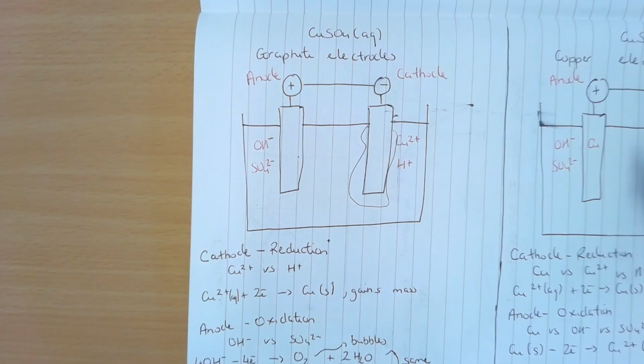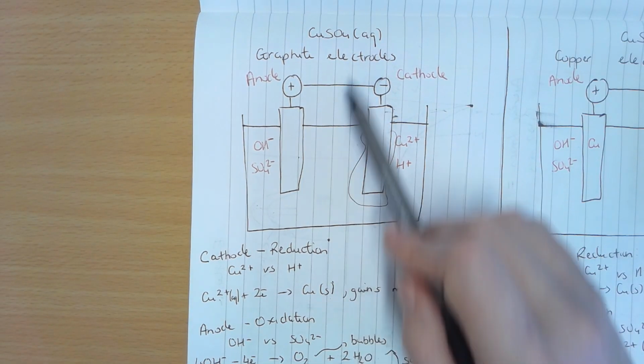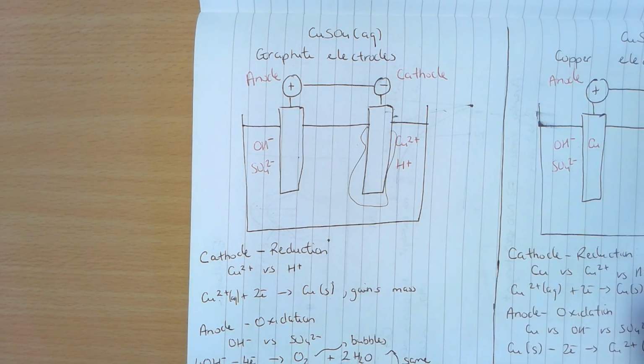Okay. Now all of this is happening because graphite is inert. It's not getting involved. So all you have to look at is the copper sulfate and the H+ and OH- from the water. Graphite doesn't come into it.